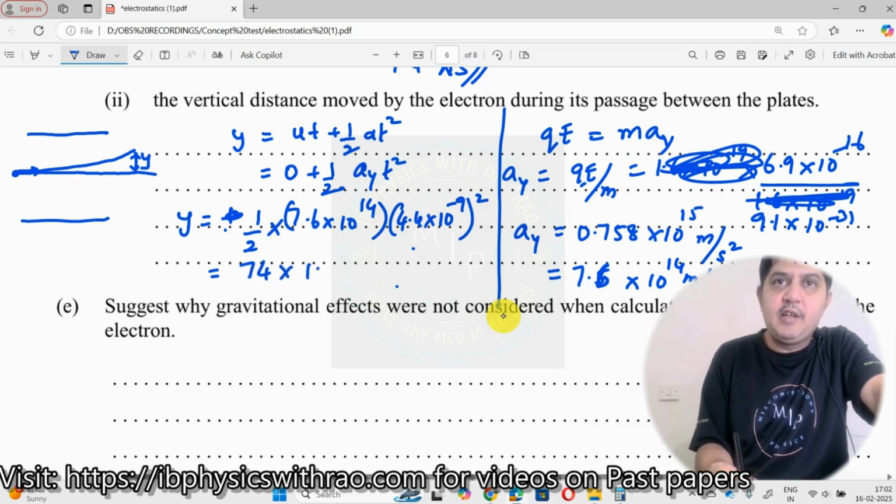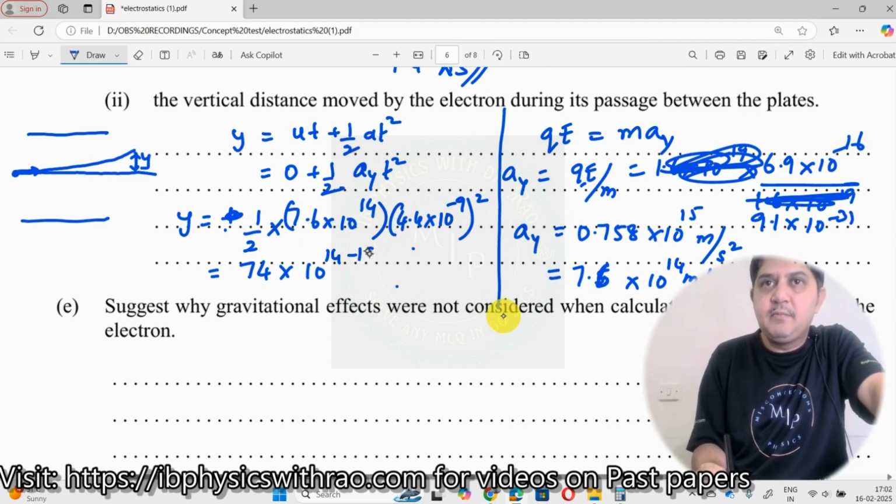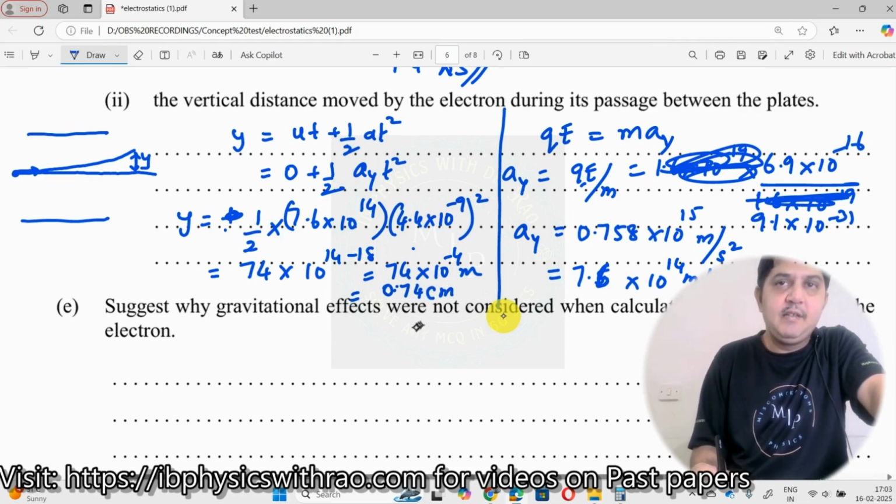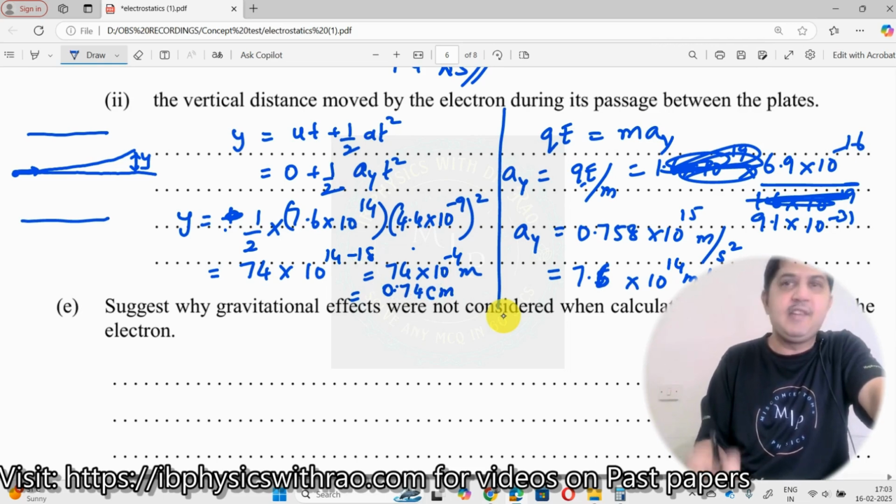74 into 10 to the power of 14 minus 18, which will be 74 into 10 to the power of minus 4 meter. Will be equal to how much? Will be equal to 0.74 centimeter, right? Yes, 0.74 centimeter.